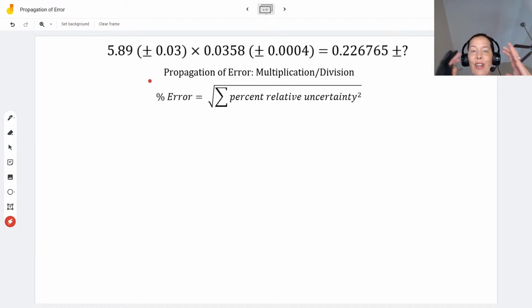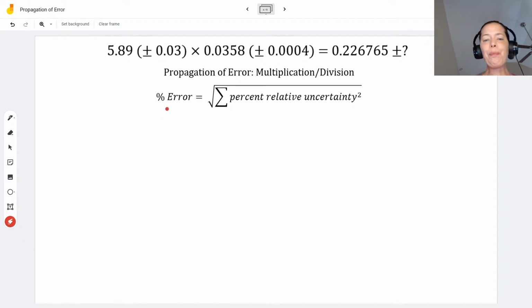So the parentheses also help me focus in and go, wait. This is an error. Okay, so I'm multiplying my 5.89 times my 0.0358. I've got absolute uncertainties associated with both of those numbers. I went ahead and actually did the multiplication, and now I just want to know what the error is. And I will use my real rule for sig figs and round it at the end.